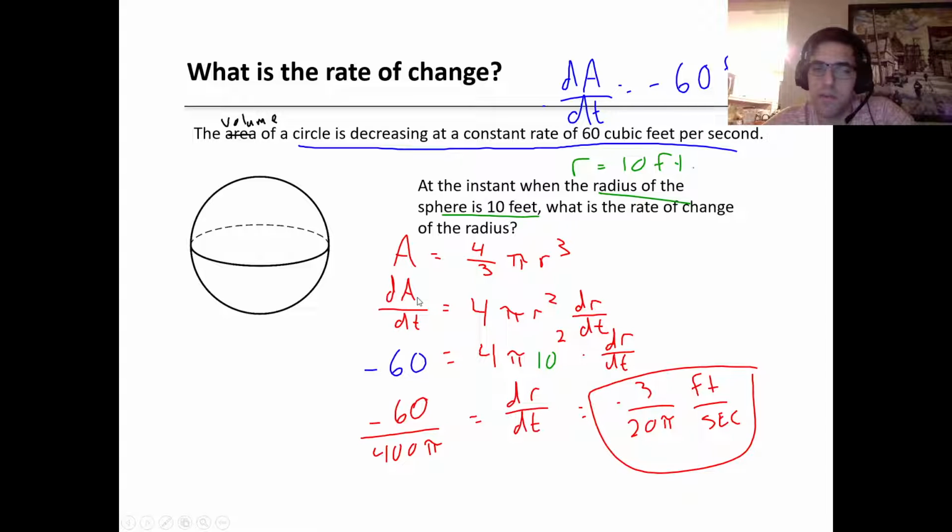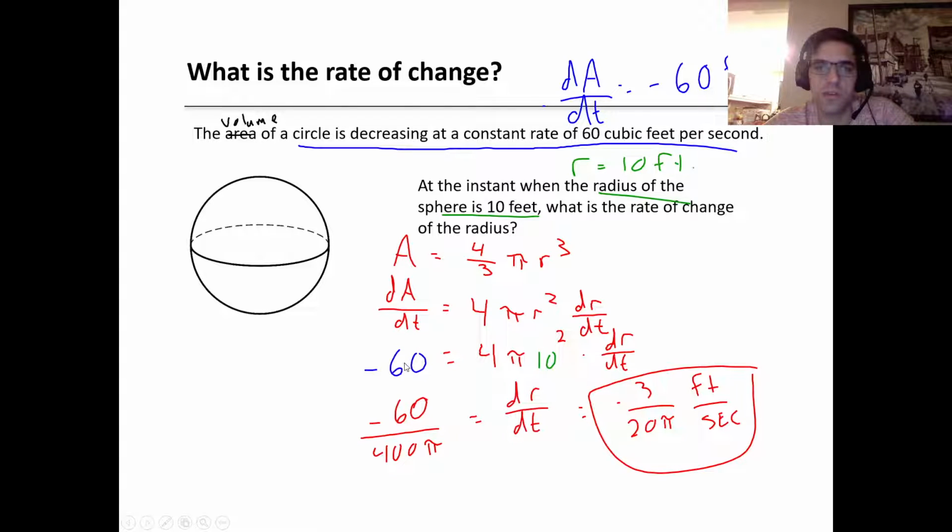So the derivative of the volume with respect to time would be 4 pi r squared, and since we're taking it with respect to t, we implicitly derive r, so we multiply it by dr/dt. And then we want to find what is the rate of change when the radius is 10 feet. So we want to find dr/dt. We're given r at that point is 10.